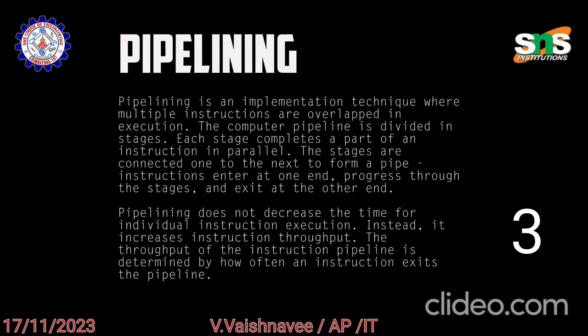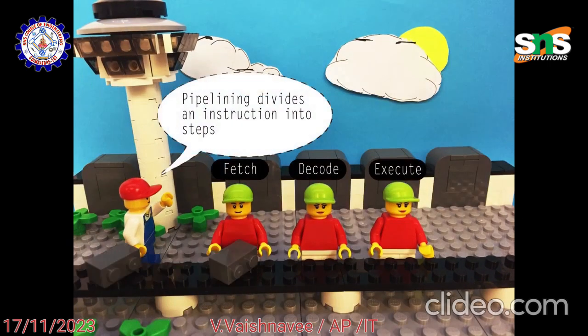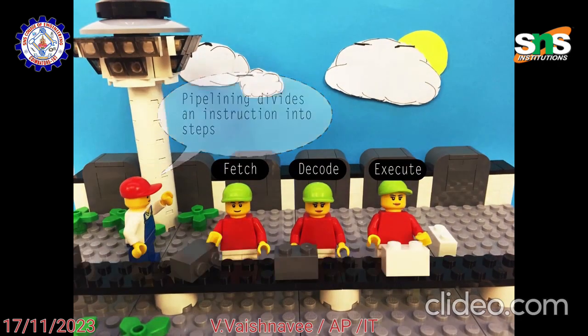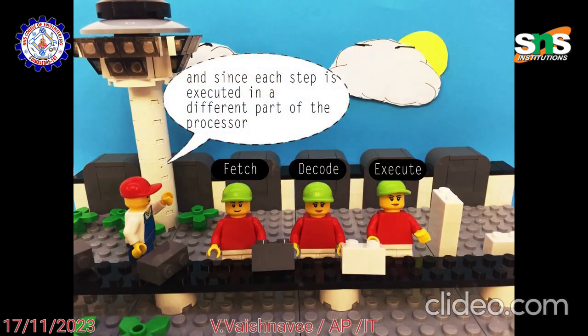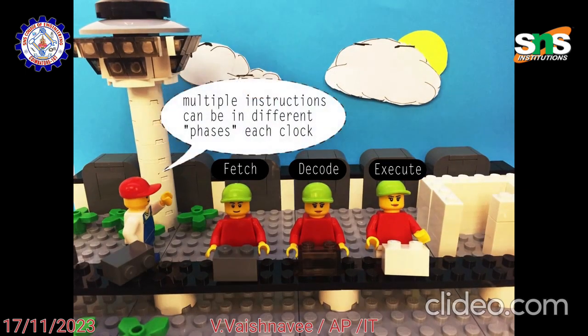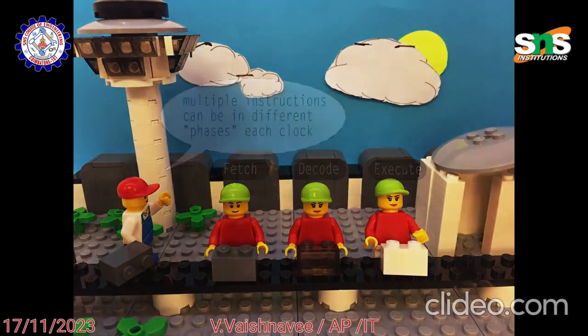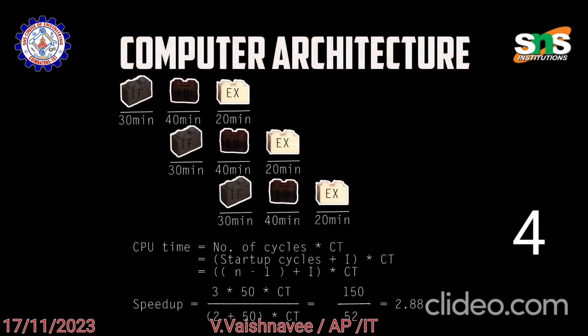Pipelining is an implementation technique where multiple instructions overlap in execution. It divides the work into stages. Each stage completes a part of an instruction in parallel. The stages are connected one to the next to form a pipe. Instructions enter at one end, progress through the stages, and exit at the other end. It does not decrease the time for individual instruction execution, but instead the instruction throughput is increased, because the pipeline is determined by how often an instruction exits the pipeline, so that we can increase the throughput of the output.